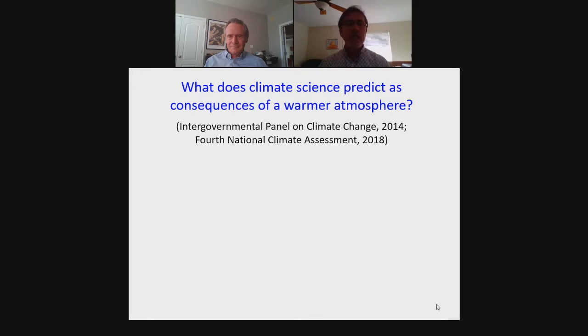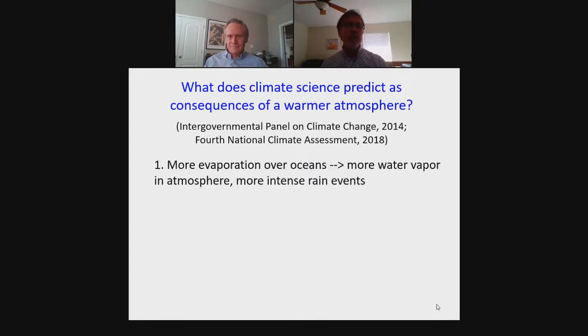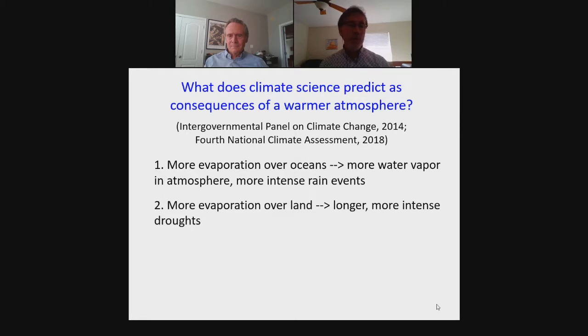So what will happen if there's a warmer atmosphere? Well, if the atmosphere warms, the ocean surface will get warmer. We'll have more evaporation over the oceans. That'll put more water vapor into the atmosphere. And more water vapor in the atmosphere will produce, on average, all other things being equal, more intense rain events. Secondly, if the atmosphere warms, there'll be more evaporation over land, because the land surface is warmer. Any drought that might not actually turn into a drought might become one. Any drought that would have happened otherwise would be longer and more intense in terms of the dry periods we can expect. And all of these things are obviously going to have direct impact on our water resources.